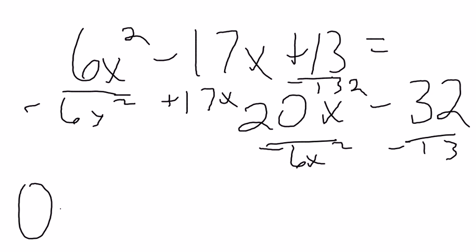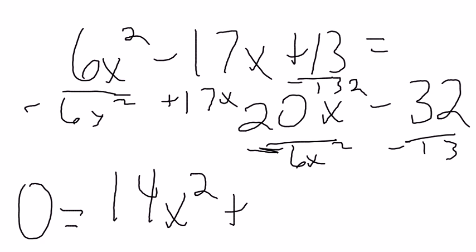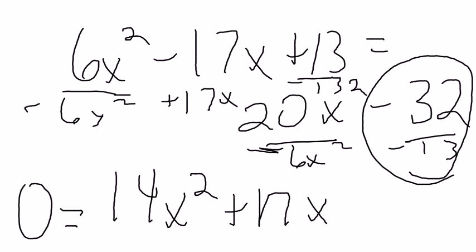So I'm going to get 0 equals 20 minus 6x squared. See, it's minus 6x squared. So I get 14x squared. And then I added 17x to both sides. And then I have these numbers here to take care of. Negative 32. I subtracted 13. And that ends up giving me negative 45.